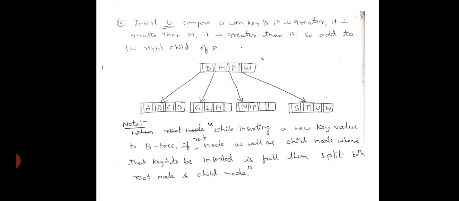So this is an example of how to construct a B tree. Here you need to note this: while inserting a new key value into the B tree, if the root node as well as the child node where the key is to be inserted are both full, then split both the root node as well as the child node.